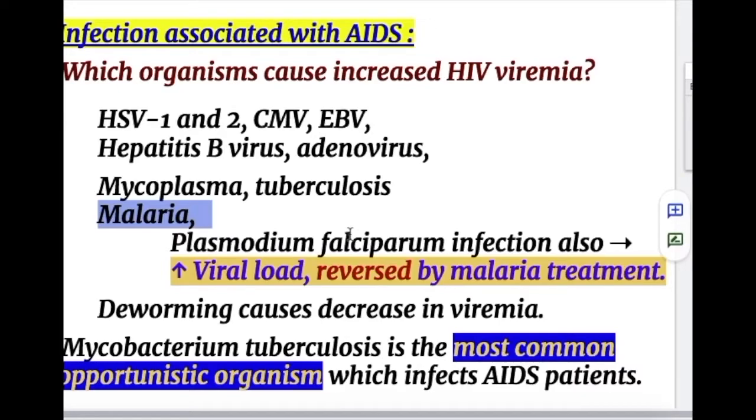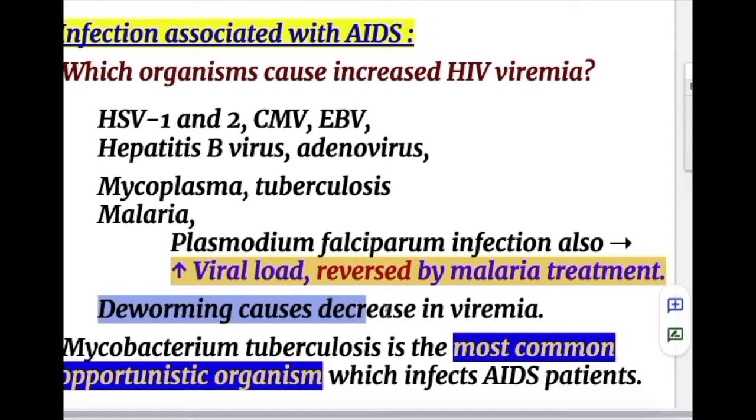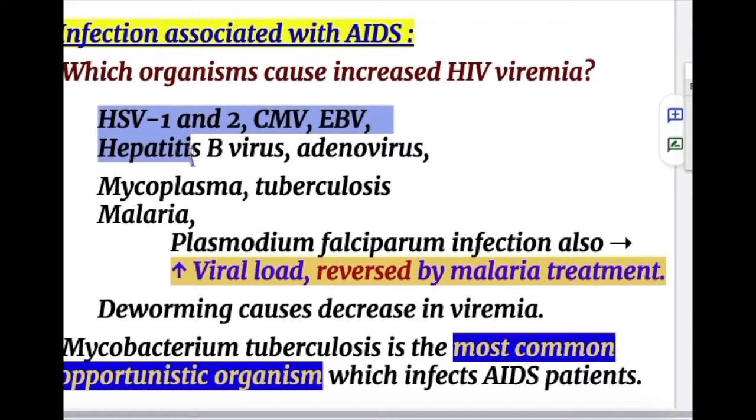Plasmodium falciparum infection also leads to increased viral load, which is reversed by malaria treatment, and deworming causes a decrease in viremia. So the viruses involved as opportunistic organisms in HIV are HSV 1-2, CMV, EBV, hepatitis B, and adeno. Amongst the bacteria, mycoplasma and tuberculosis. Amongst the parasites, malaria and worms.